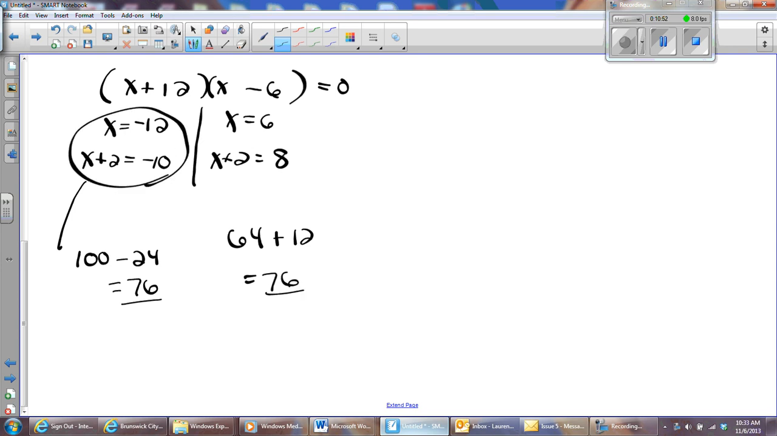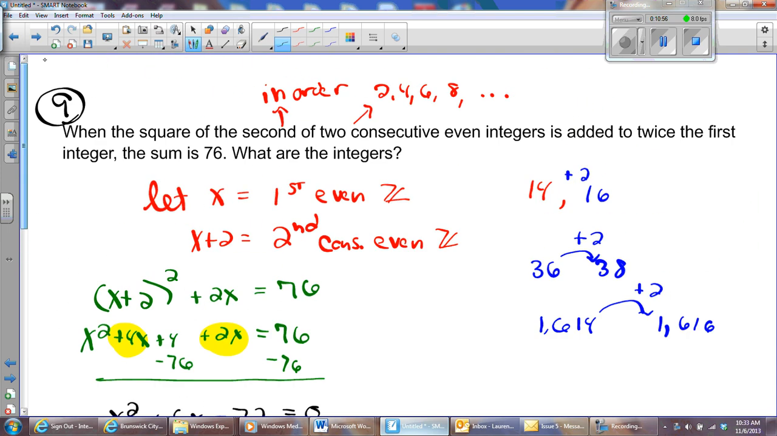Okay, there you go. There's two problems done for you. Good things to model. All right, these will be on the test. They won't be on the quiz that you're having Thursday.